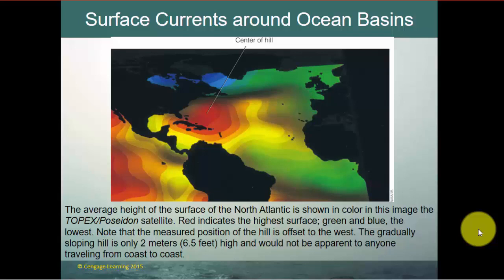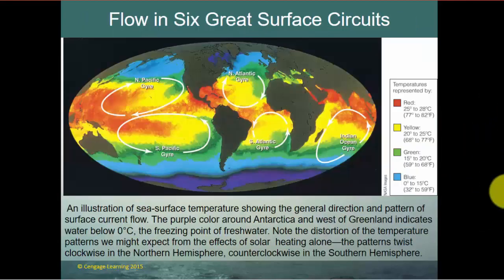And really, this hill is only about 2 meters or about 6.5 feet above the surface. So you really wouldn't notice it if you're traveling across the Atlantic Ocean, but it's enough of a hill to cause that gyre to go very much around the Atlantic Ocean in a circle. All right, there are 6 great gyres. There is the North Atlantic gyre, which we talked a lot about, the South Atlantic gyre, North Pacific, South Pacific, and then the Indian Ocean gyre.